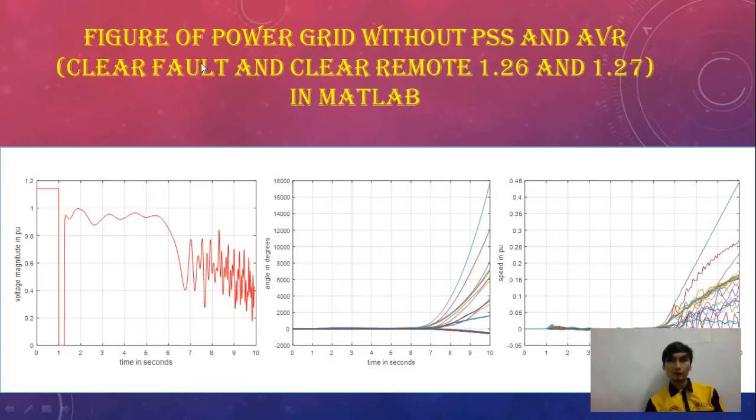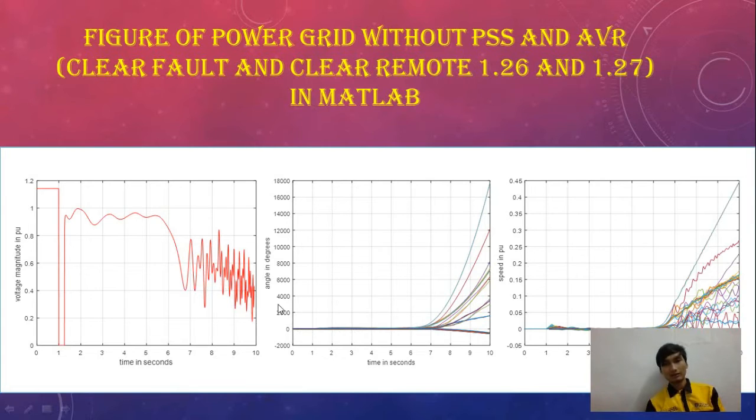The figure of the power grid without PSS and AVR: the clear fault and clear remote we set at 1.26 and 1.27. So the fault occurs at 1, and after 0.26 the voltage increases to maintain, and then after 5 seconds, after 6 seconds, the voltage decreases. It is not able to maintain, and it reaches the fault again.